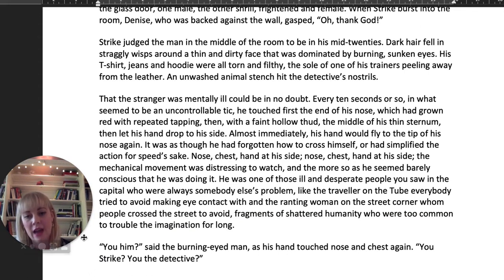So we hear characters talking, we get an impression that the burning-eyed man in the middle of the room is not just a figure, but a thinking being with intent to communicate with Strike.